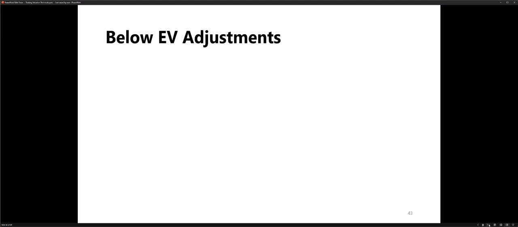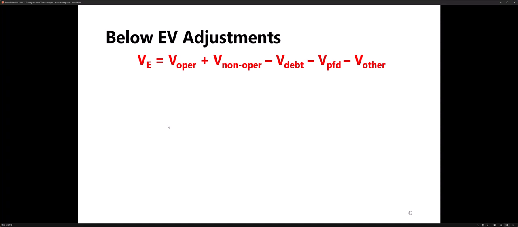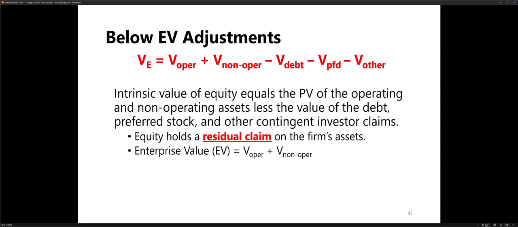So below EV adjustments, we see this formula again. You add the non-operating assets minus the debt minus the preferred minus other, and we're going to look at each one of it. And I basically explained this earlier. Equity holds the residual claim on the firm's assets after the debt holders, after the preferred shareholders, and other stuff.